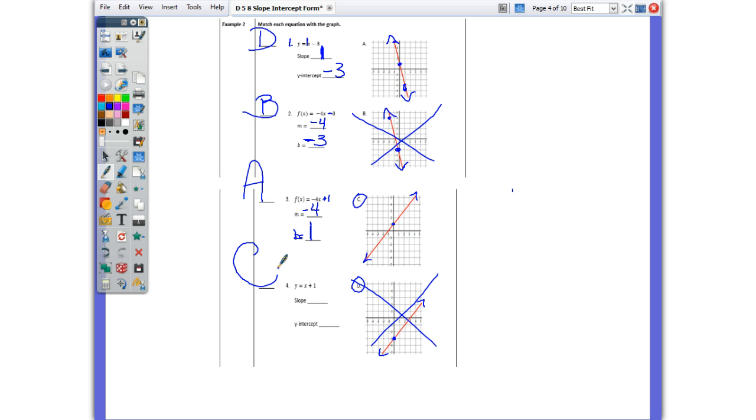So we know this one has to be what? C. Let's see if it matches. What's my slope for C? 1, because there's an assumed 1 with my x. And my y-intercept? 1. Does that match the C graph? Yep. Goes through the 1, right 1, up 1, right 1, up 1. Good. Because you always want to check to make sure your last one matches. If it doesn't, then you're going to have to go back up here and see where we went wrong.